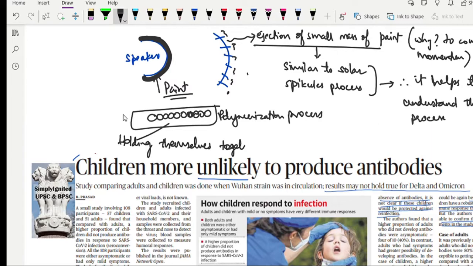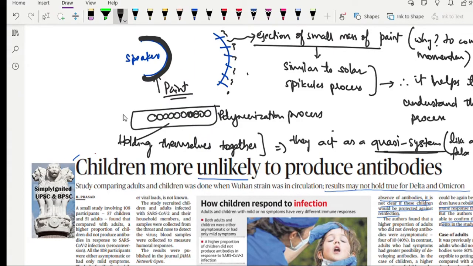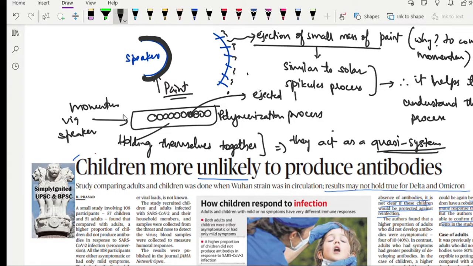Now since they are holding themselves together, this means they act as a quasi system. A quasi system is like a false system, but not actually false. A quasi system is a type of system that has properties of both a system and a non-system. It is somewhere in between. In a given condition it will act as a system, and in another condition it will not act as a system. So when momentum is given via the speakers, it is ejected together, not one by one. So this is the entire experiment here.